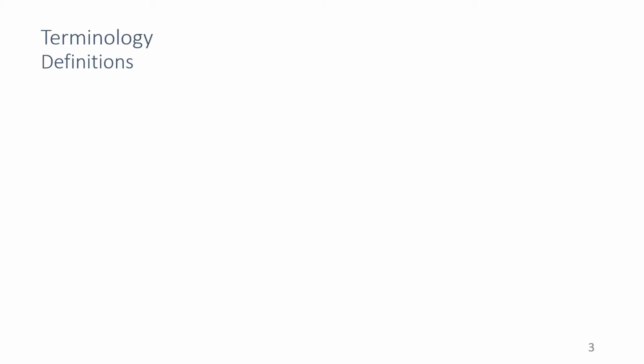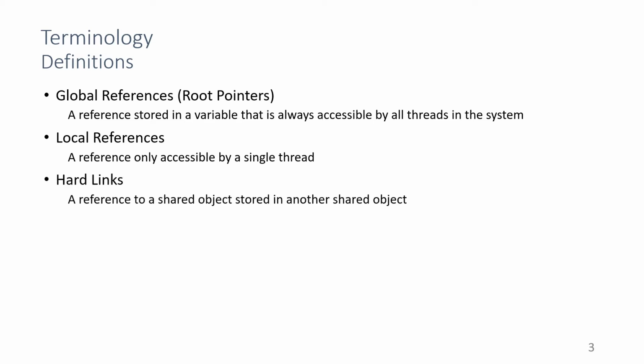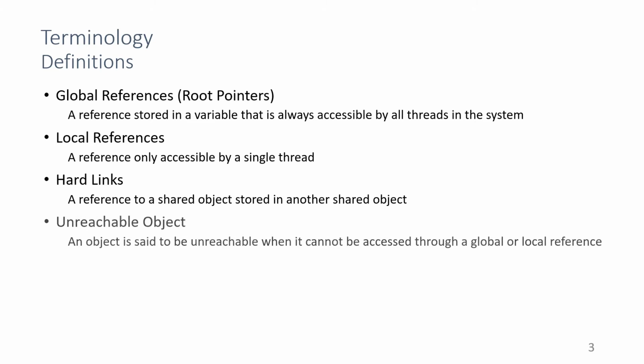I will start by introducing some definitions. A global reference is a reference stored in a variable that is always accessible by all threads in the system. A local reference is a reference only accessible by a single thread. A hard link is a reference to a shared object that is stored in another shared object. An unreachable object is an object that cannot be accessed through a global nor local reference.